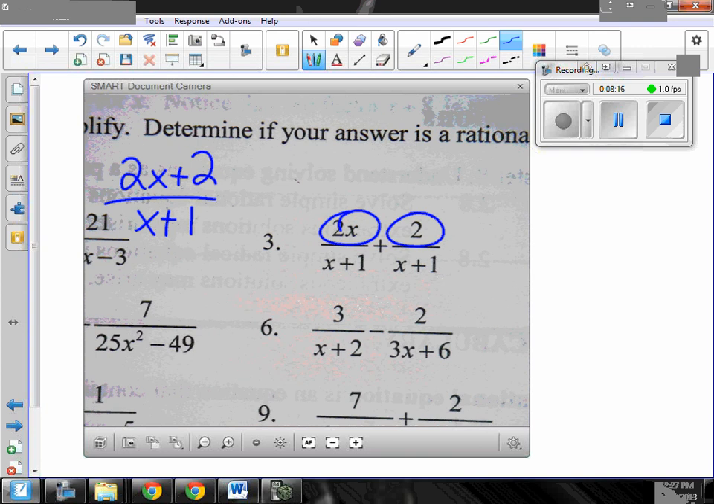Does the top factor? Yes, I can pull out a 2. If I pull out a 2, what's left? X plus 1. Does anything cancel? My x plus 1's cancel, and the answer is just 2. Okay?